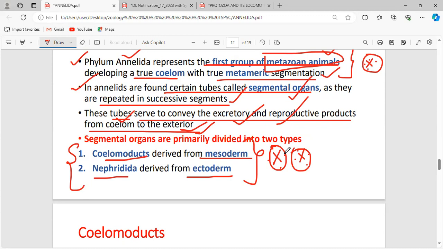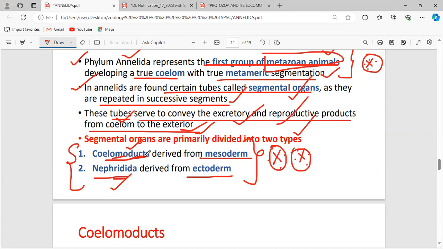And each segment is not destined for only one function. The reproductive organ or excretory organ present in the sixth segment will also be present in the upcoming segments. So the organs are repeating in each segment. This is the second point you have to remember. So the organs present in each segment, that is the segmental organs, are divided into two types: one is coelomoducts and the other is nephridium, the body cavity and the excretory organs.